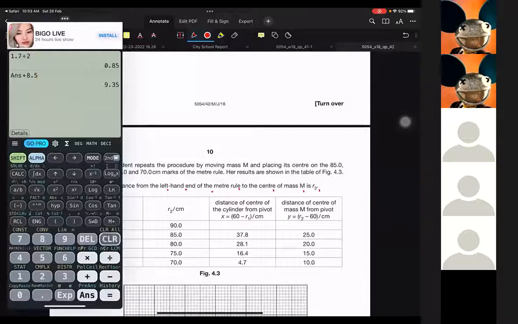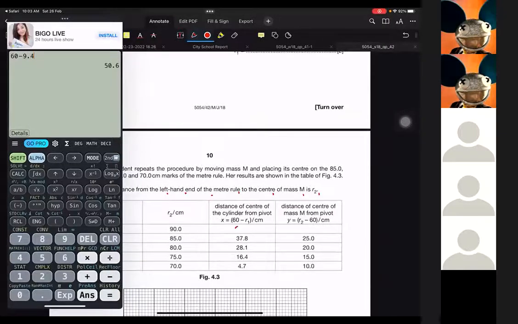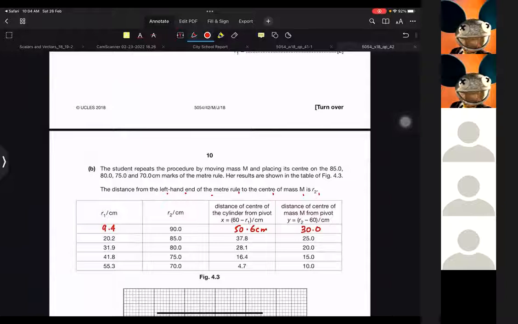And it says X is 60 minus R1. Fine. So 60 minus 9.4 is 50.6 centimeters, and R2 is 90. So 90 minus 60 is 30. Now the answer is 30, but the precision is 0.1, so I will complete it by writing 30.0. Make sure that you follow the precision of the table, otherwise you won't get any marks for this.